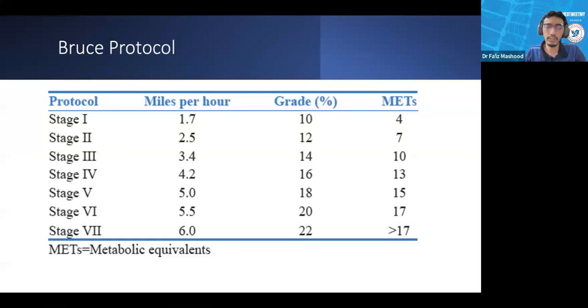So Bruce protocol, mainly we divide into 7 stages, all right? And each stage is 3 minutes, all right? And with increasing stage, there will be an increase in speed and increase in gradient or the slope of the treadmill. Okay, so we can see METs here. METs is metabolic equivalent. I'll get to this in a while. Basically, the higher our METs, the better our outcome, our survival or prognosis is.